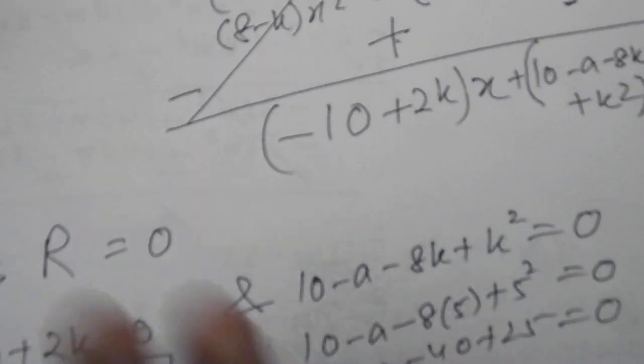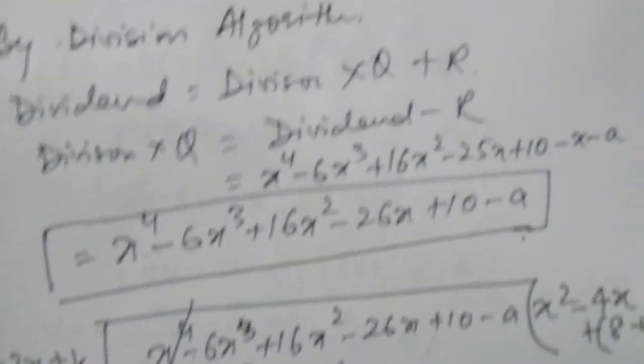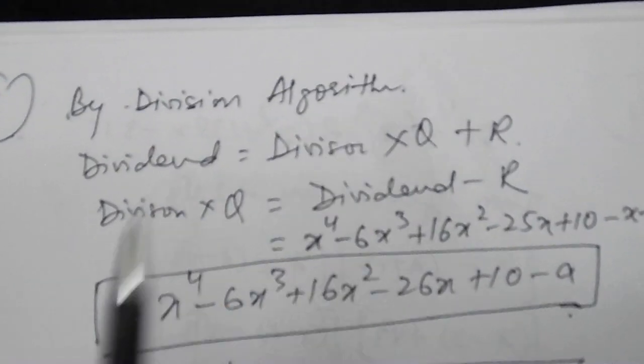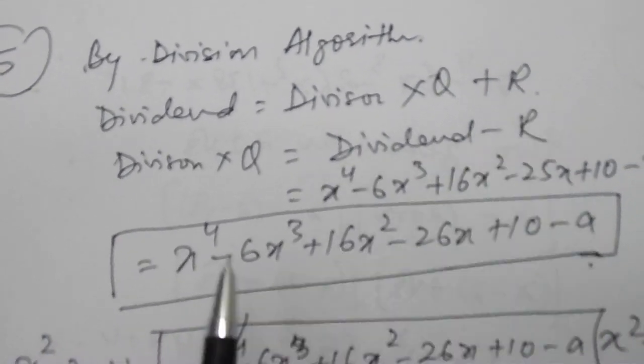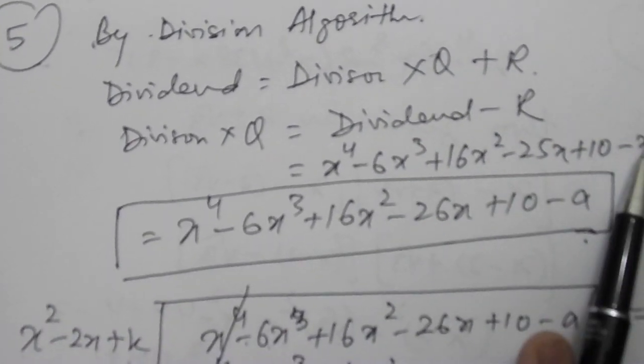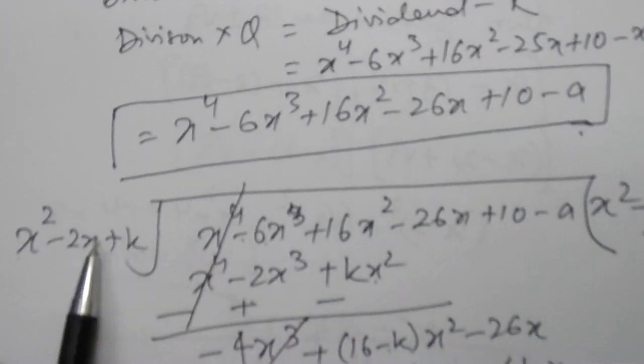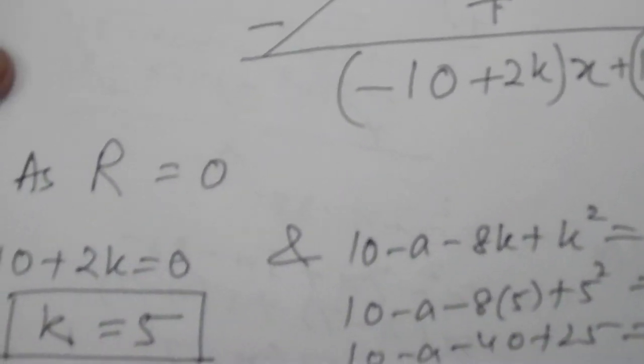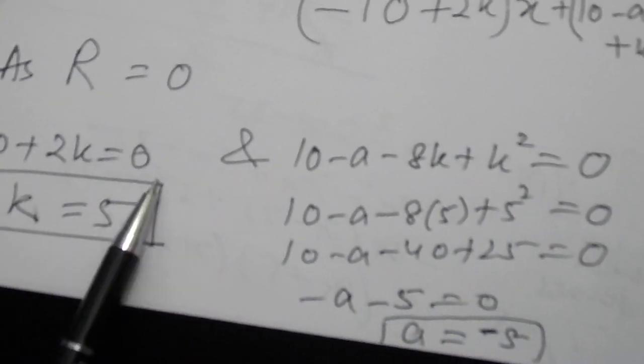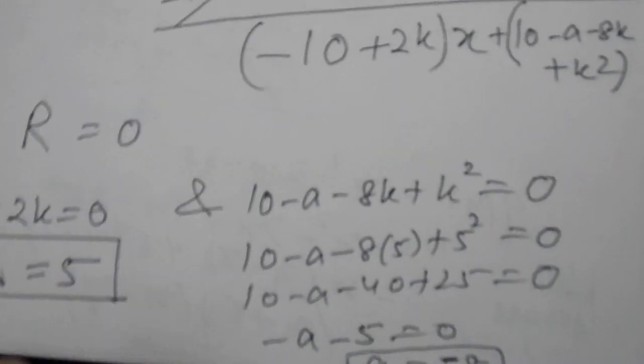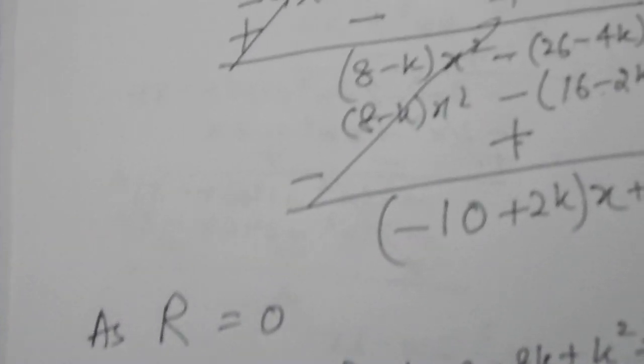So students, we have seen this kind of question, and I hope you have understood. See again, we start by division algorithm. Dividend is equal to divisor into quotient plus remainder, and we subtract that remainder from the dividend. Then we get this polynomial and we divide. Whatever remainder we get, we equate individually to 0. So we have got minus 10 plus 2k is equal to 0. That gives you k is equal to 5. And the second part of the remainder is 0. That gives you a is equal to minus 5. I hope students you have understood. It's a very important question.